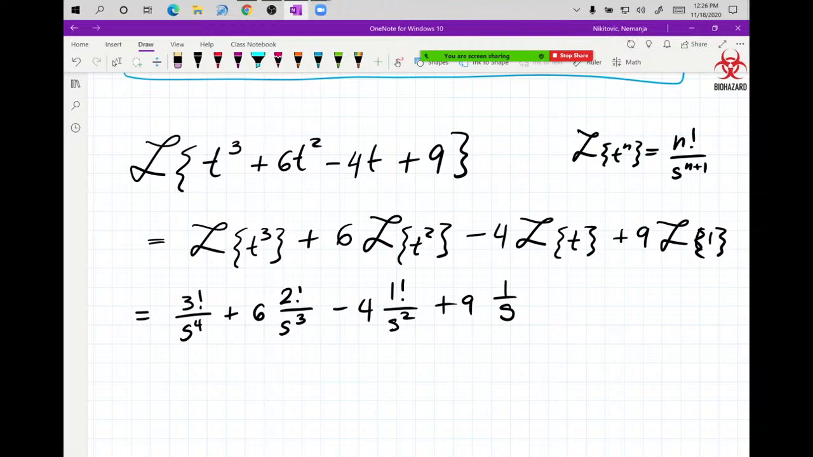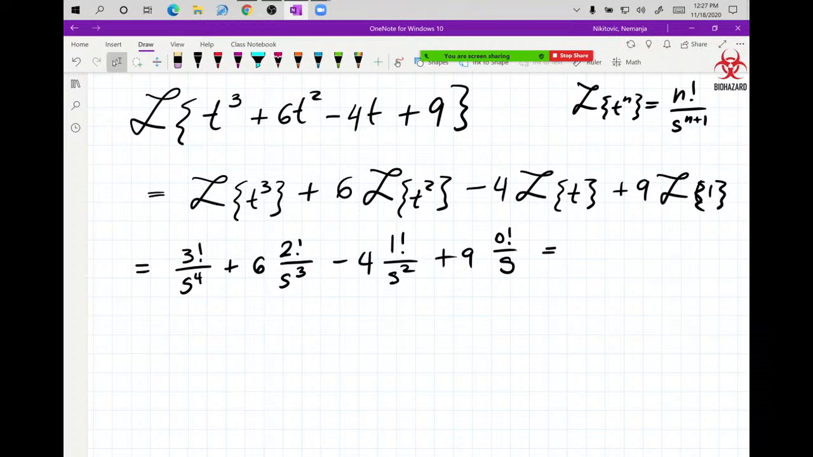Well, let's write 0 factorial since we wrote the others. I don't want to trigger 0 and then they go and complain.